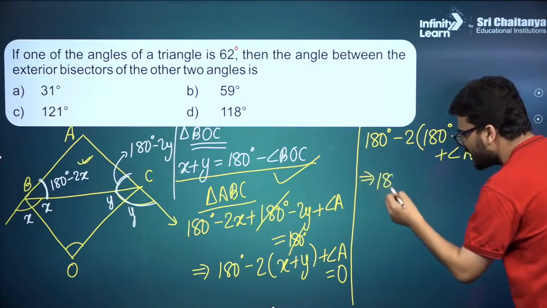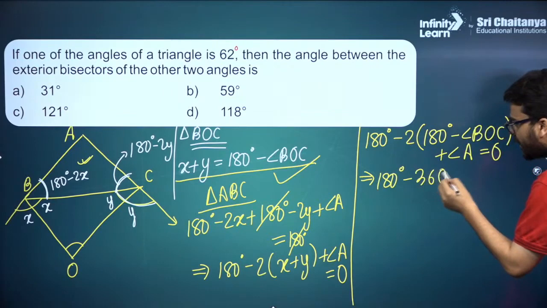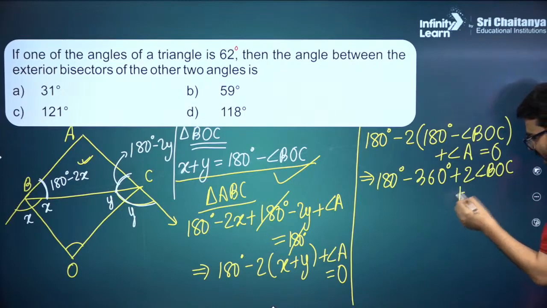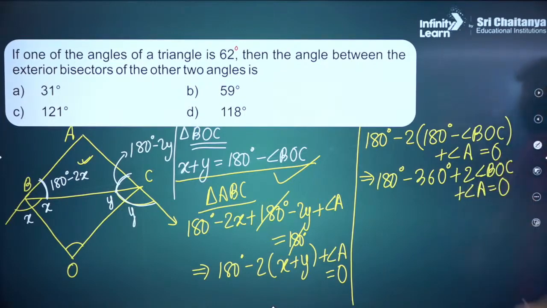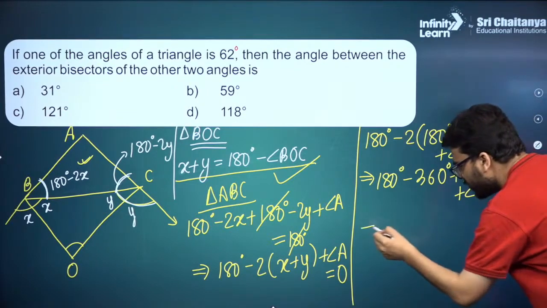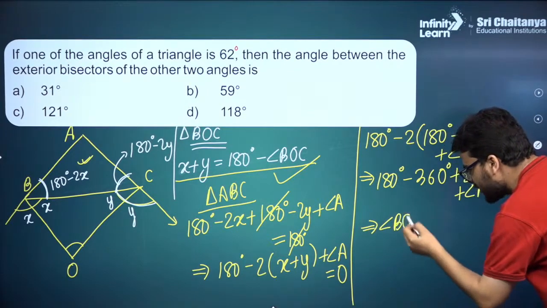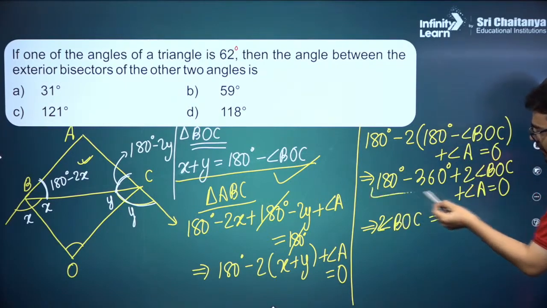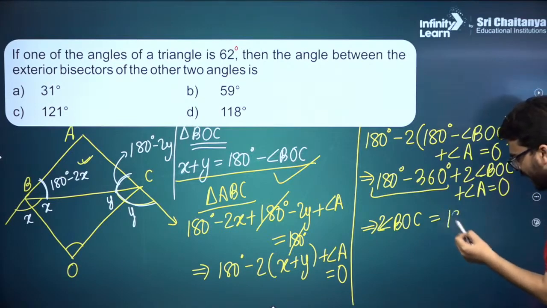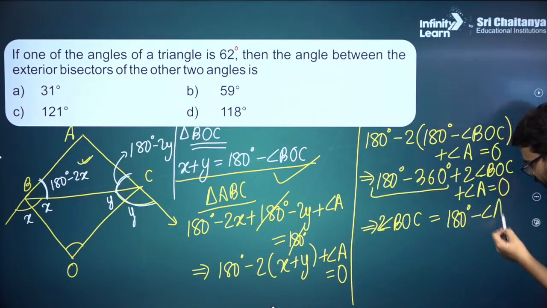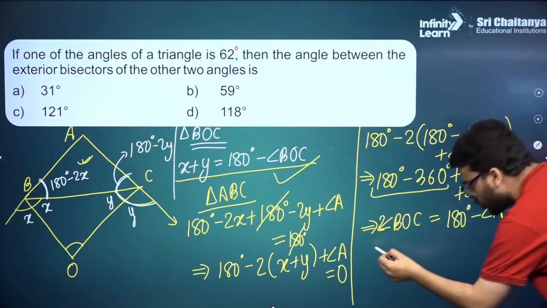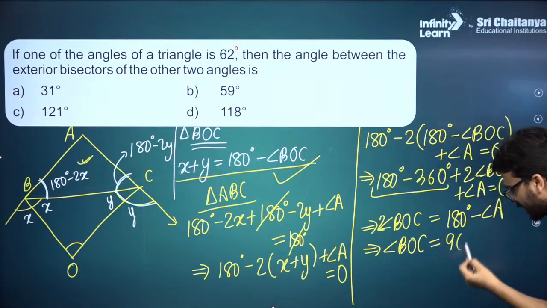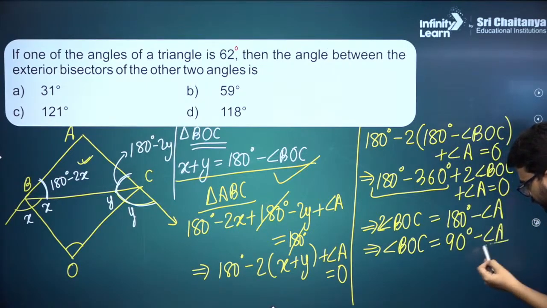I'll get 180 minus 360 if I open up this bracket plus 2 angle BOC plus angle A, that is equal to 0. I hope this is clear. Now I want to find BOC actually. So 2 angle BOC can be written like this. This is nothing but minus 180. So I can write it as 180 minus A. If I divide both sides of this equation by 2, I'm going to get angle BOC equal to 90 minus A by 2. I hope this is clear.